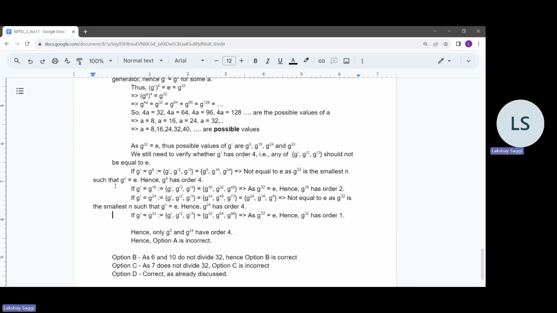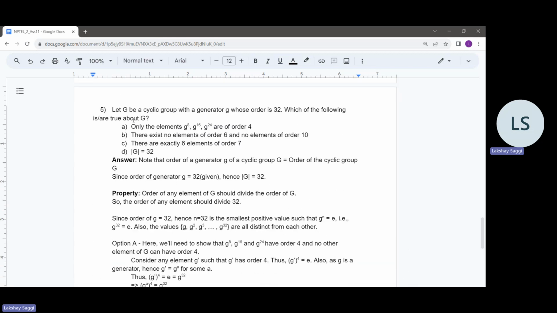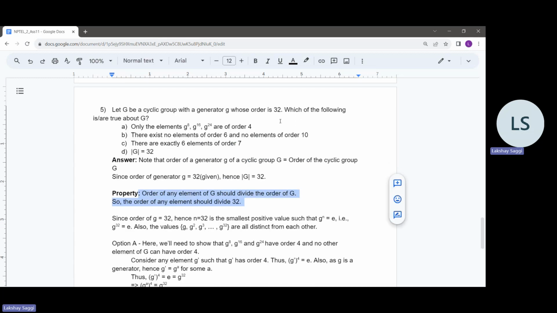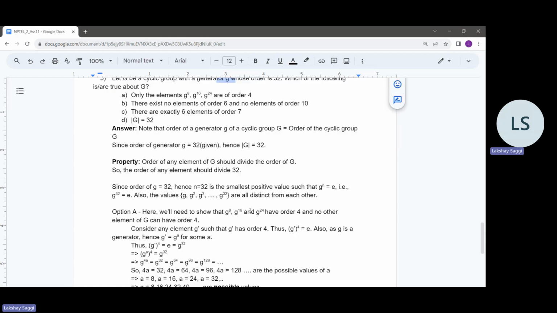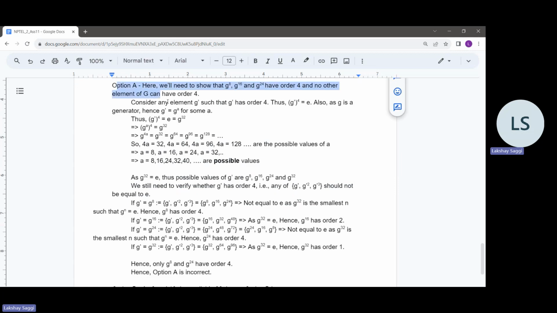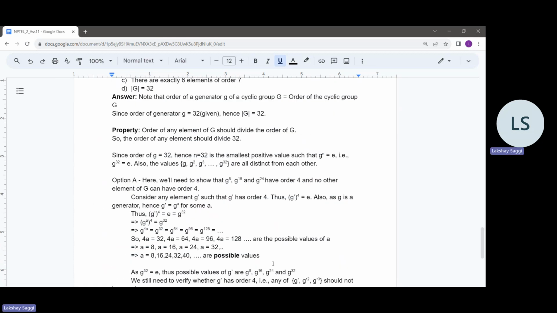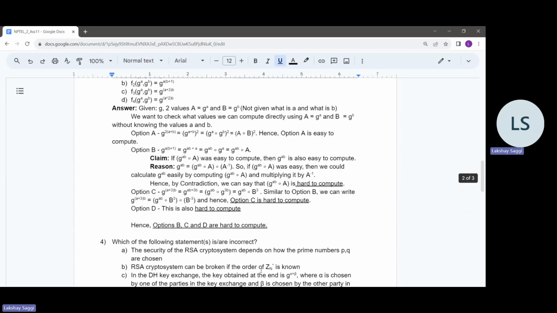So you might feel that this has become a bit hodgepodge in the answer, in this option. But note that these are the two important properties which we use: the order is 32, and the order of an element divides the order of the group. We also use the basic definition of the order of a generator. So there was nothing new. These were the three things which we essentially used to arrive at everything. Everything else was just pure maths. Okay, so this was the last question which I wanted to discuss for today.